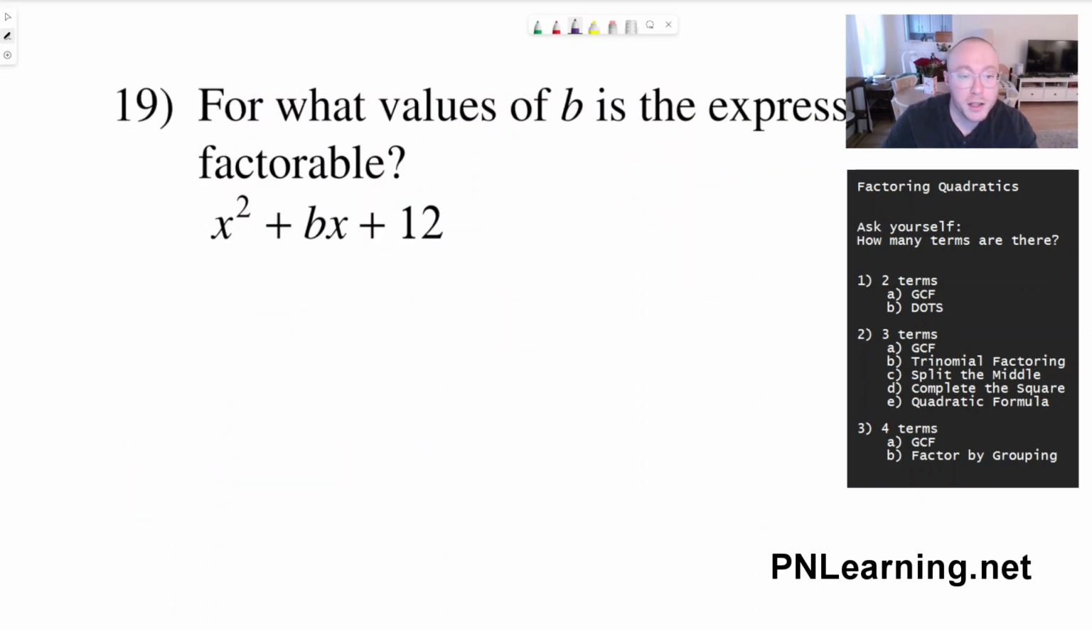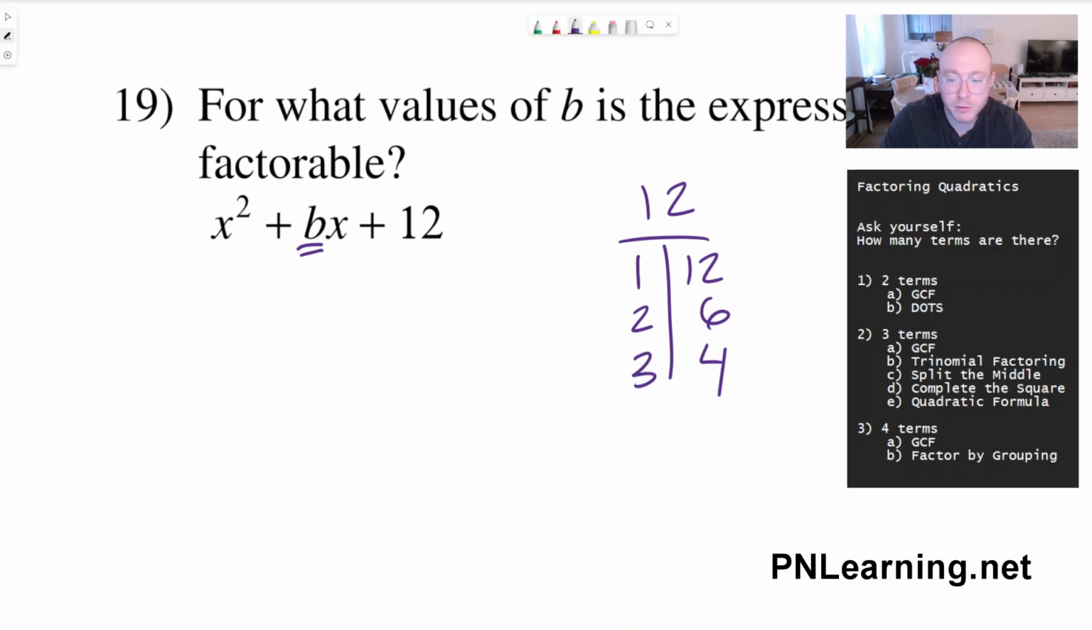All right, so for 19 and 20, we have some critical thinking questions. So it says, for what values of b is the expression factorable? And they're showing us the b in the b term positions. And so we've learned today that if there's nothing out in front of x squared, it's just a 1. And if the a term equals 1, we can just try to find factors of the c term, which is 12. So let's see what our choices would be. We would have 1 and 12, 2 and 6, and we would also have 3 and 4.